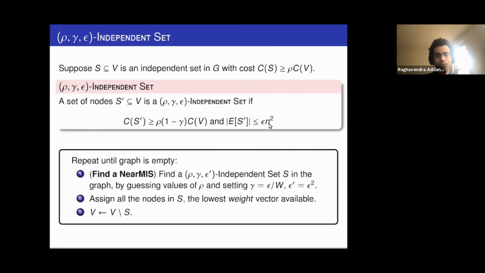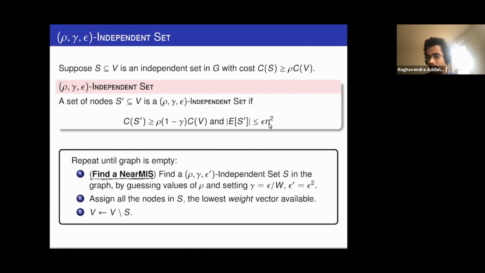So our final algorithm would look somewhat like this. You find the near MIS in your graph. For that, you use a guessing strategy. You guess what this rho would be for a maximum cost independent set. Once you guess this rho, you set this gamma and epsilon prime parameters to account for union bounding and approximation ratios. Basically, you find this rho gamma epsilon prime independent sets iteratively until you hit the correct guess rho for the maximum cost independent set. This will give you the near MIS.